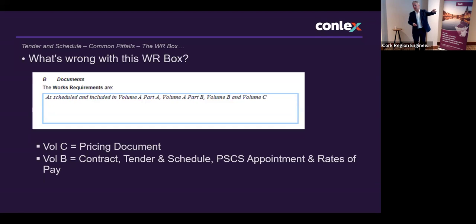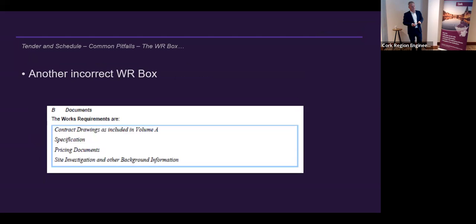Volume C is the pricing document. Volume B is the contract, tender schedule, PSC appointment, and rates of pay. So now the contractor is contracted to construct what's in the drawings and in the pricing document. What if one is inconsistent with the other? We have confusion. Where we have confusion, we have disputes with compensation events, etc. Very simple thing to get right, but very, very often it's one of the pitfalls.